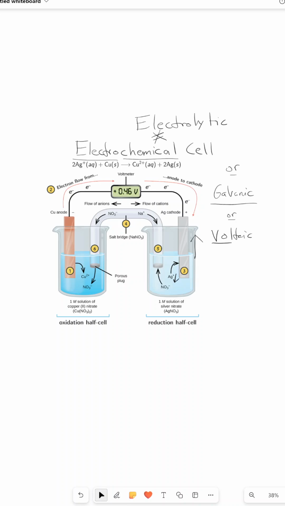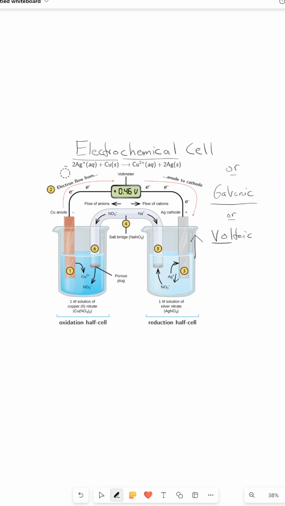So when you see electrochemical, I want you to recognize this is also known as galvanic or voltaic because it produces volts, produces electricity. So let's talk about how this electricity is produced and how to classify what we see here in this contraption. We have this nice balanced reaction that helps explain what exactly we're looking at. It looks like we have two Ag plus ions plus one copper solid atom forming a copper 2 plus ion and two silver solid atoms.